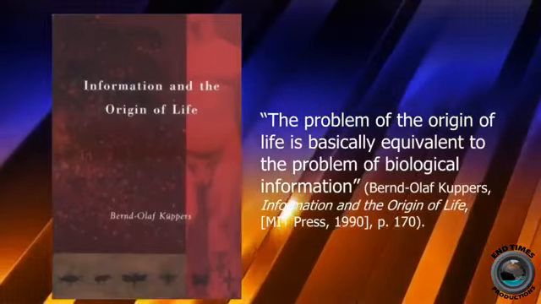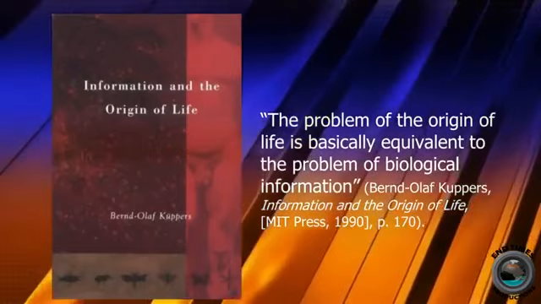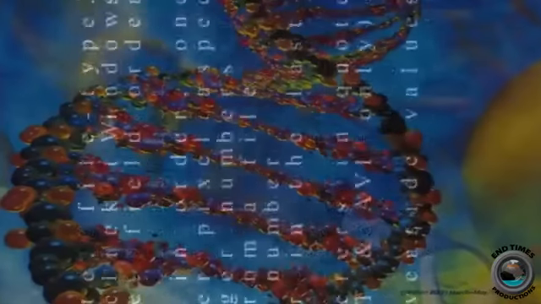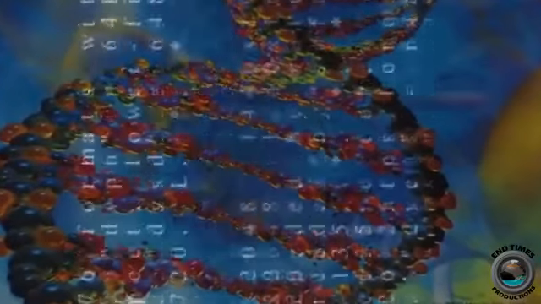German origin of life researcher Bernd Olaf Kuppers observed, "The problem of the origin of life is basically equivalent to the problem of biological information." In regards to the nature of the cell's complexity and information, Stephen Meyer elaborates on Francis Crick's sequence hypothesis.